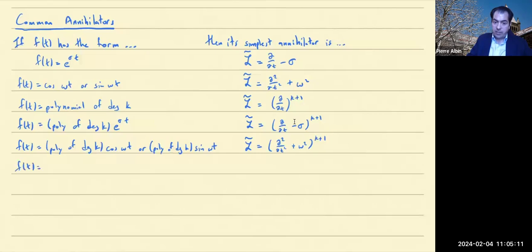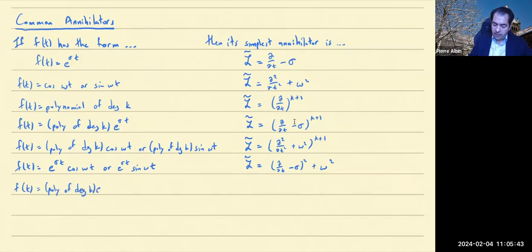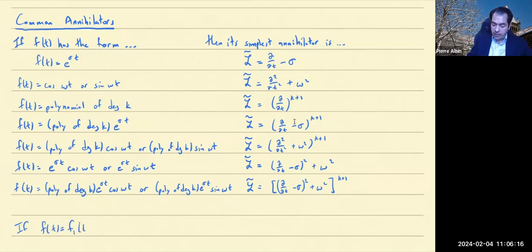If you have f of t equal to e to the sigma t times cosine omega t or e to the sigma t times sine omega t, you can take d by dt minus sigma squared plus omega squared. And then if you have a polynomial of degree k times e to the sigma t times cosine omega t or polynomial of degree k times e to the sigma t times sine of omega t, you can take d by dt minus sigma squared plus omega squared and then raise all of that to the k plus one.